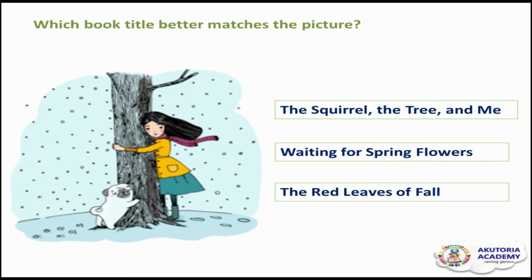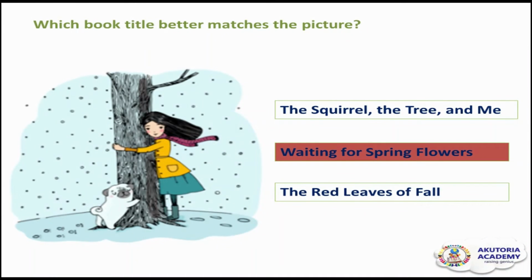The third one says The Red Leaves of Fall. There are no red leaves in the picture and the picture suggests spring season rather than fall or autumn. So our best option for this book title is Waiting for Spring Flower. The girl looks like someone who is waiting, and she's waiting for the tree to bear flowers in spring. So Waiting for Spring Flower should be the best option.